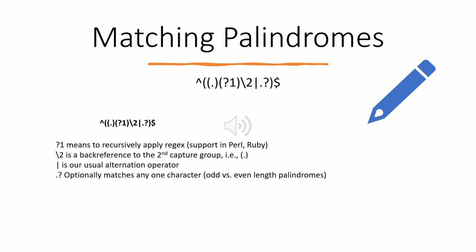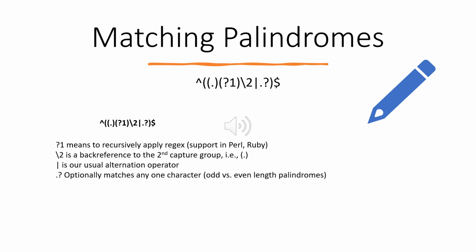But that's only the surface. Real regexes can do much, much more. And one thing they can do is match palindromes, and we know palindromes to be non-regular. So if you look at the following regex, let's break it down.